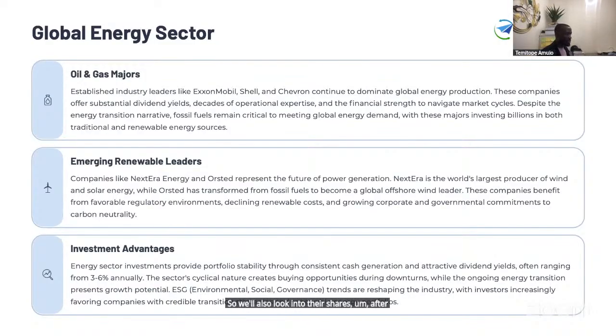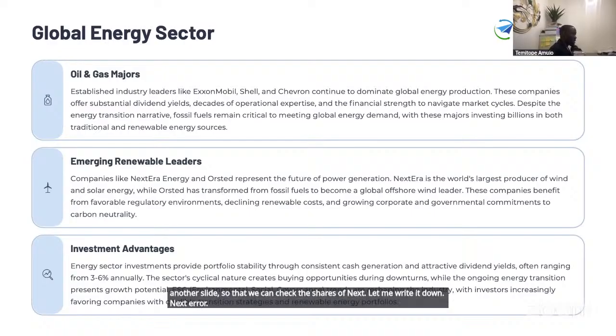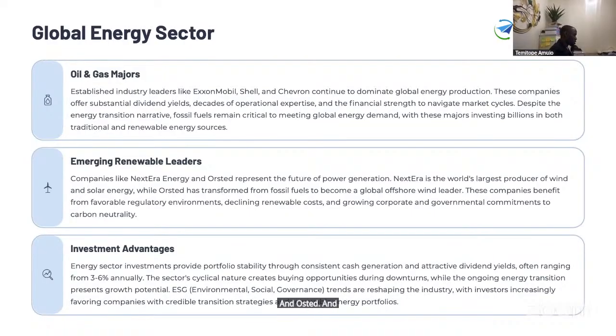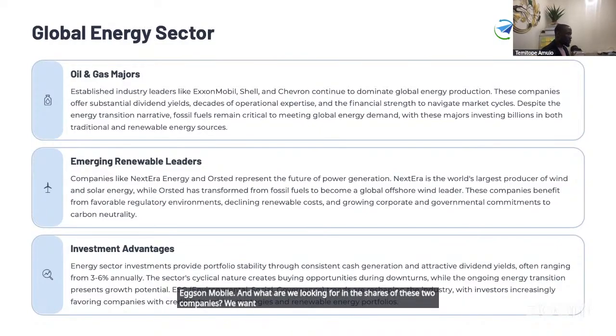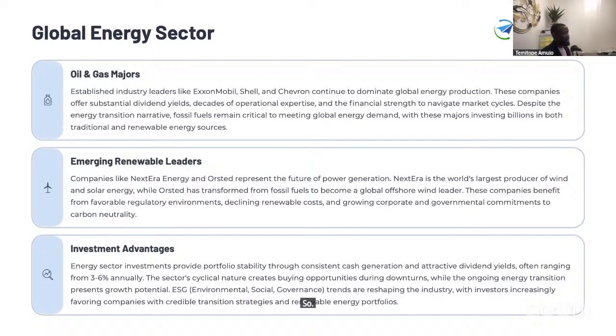I will share my screen. Maybe after this slide, I will share my screen before I go to another slide so that we can check the shares of, let me write it down, NextEra and Orsted. And we would also check the shares of Exxon Mobil. And what are we looking for in the shares of these companies? We want to see how their shares are moving. So we want to see the trend. Is it downtrending? Is it uptrending?